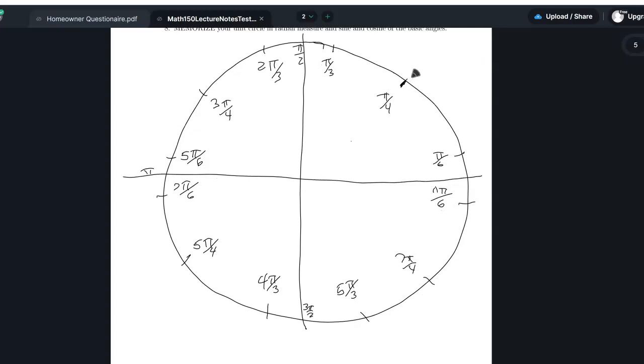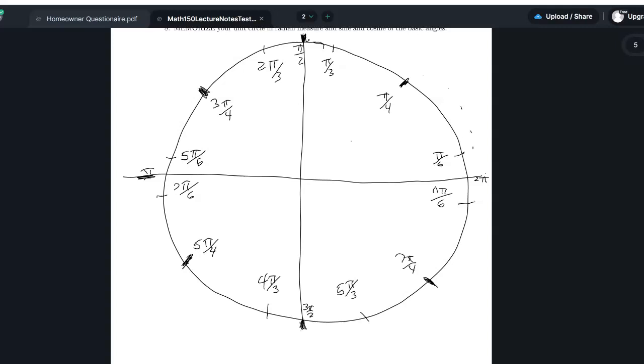So this is 1 pi over 4. This is 1/4 up the way, right? This would be 2 pi over 4, but that's the same as pi over 2. There's 3 pi over 4, and this is 4 pi over 4, or pi. Add another pi over 4, that gives you 5 pi over 4. Add another, you get 6 pi over 4, or 3 pi over 2, then 7 pi over 4, and then 8 pi over 4, which is 2 pi.